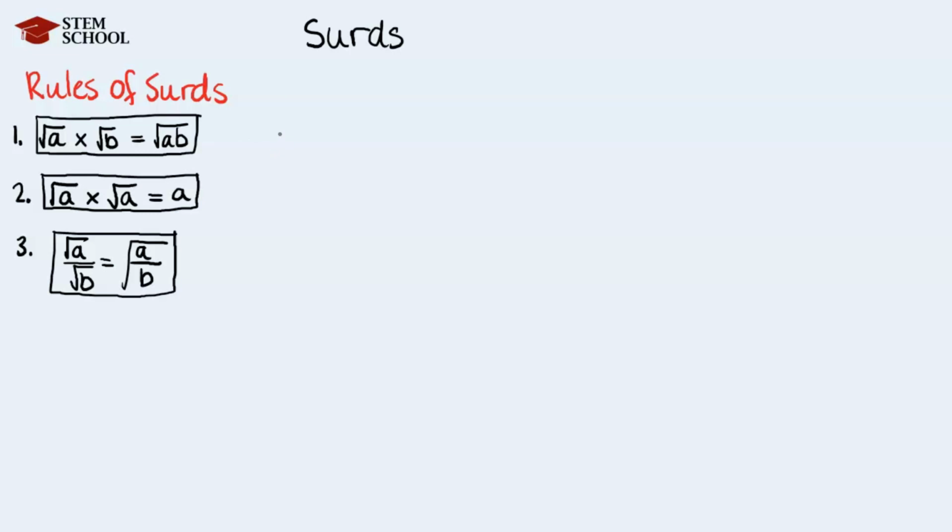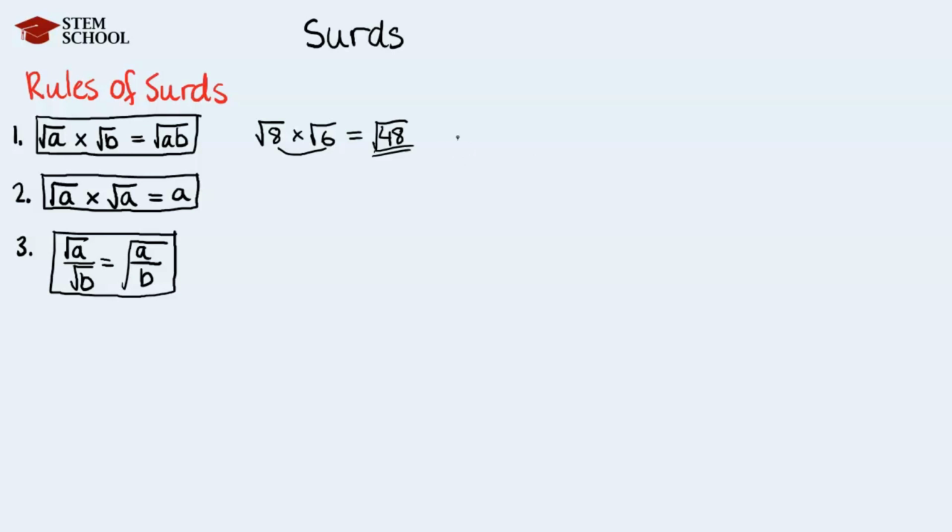So let's do an example to show this. We have root 8 multiplied by root 6, for example. What you do is just multiply the numbers that are being square rooted. So 8 times 6 is 48. And then remember you have to put the square root over it. And there we have it. So that's that answer.